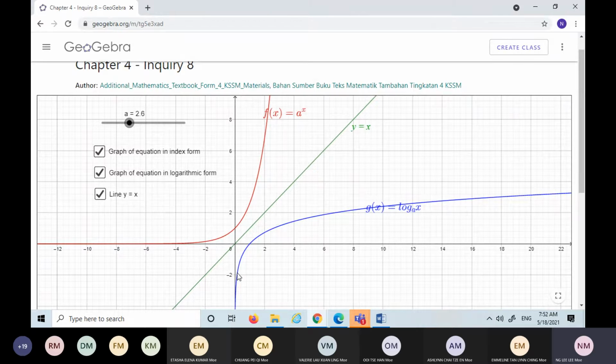No negative. Can you see my cursor or not? May I know? Someone? On the mic. Can you see the cursor moving?